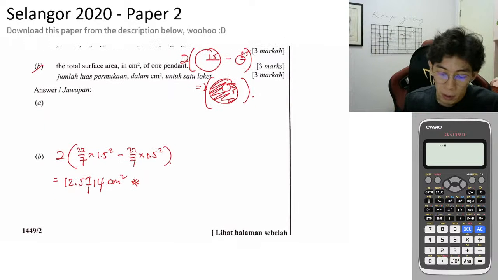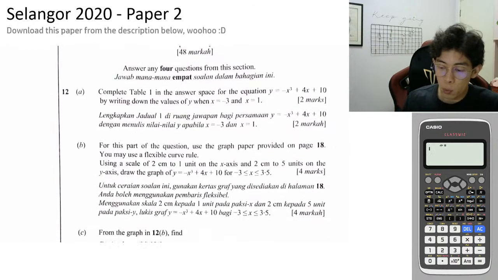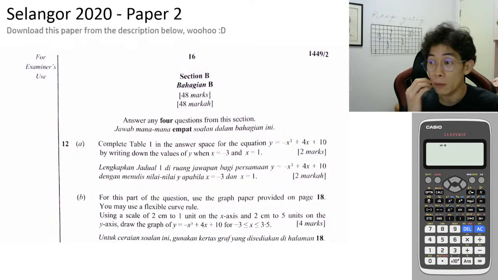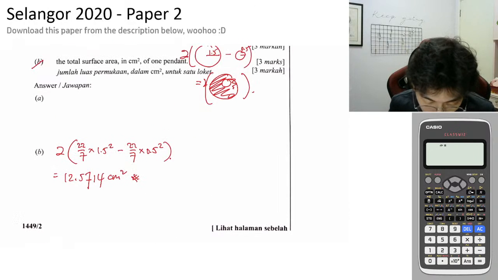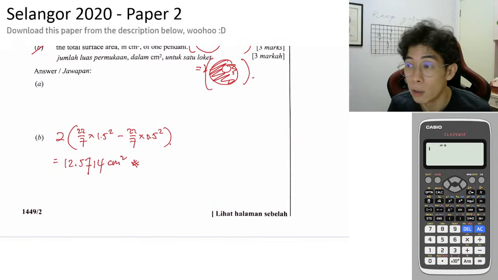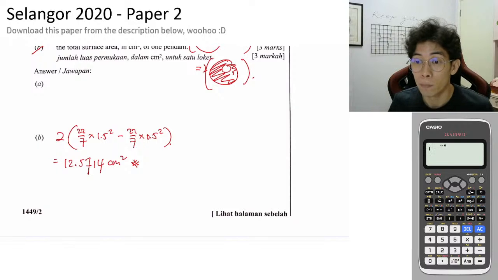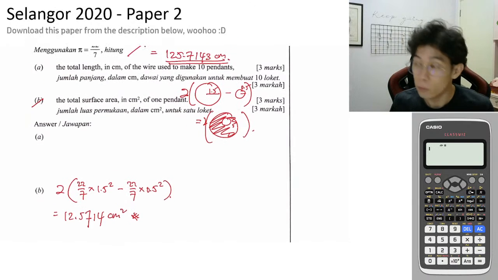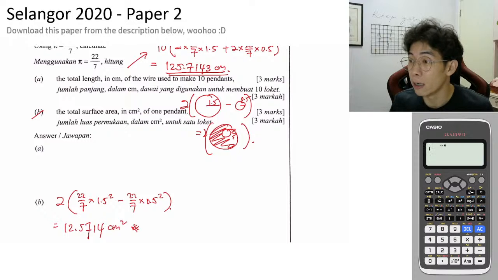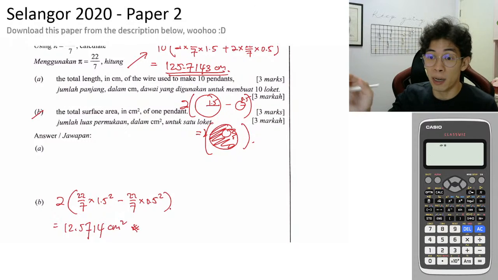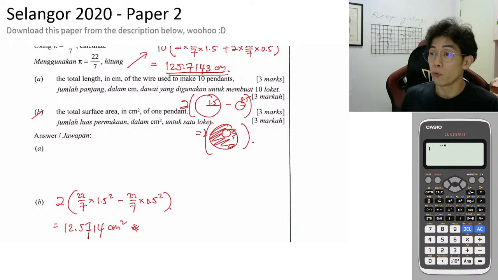Section B, everyone, the first question, very fast one. Hi Kao, long time no see. I think you typed wrongly, because the answer that I get from the schema is 125. Okay, it's 125.